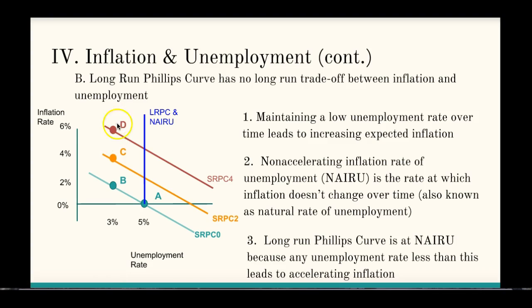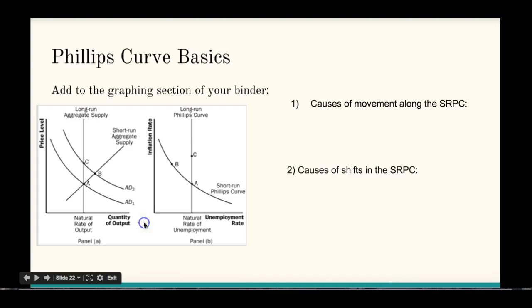Okay, so keep in mind that the long-run Phillips curve is at the natural rate. And short-run Phillips curves are going to be downward sloping to illustrate in the short run those trade-offs that we have to give. But in the long run, it will all balance out, and it doesn't matter what the inflation rate is, this is going to be our level of unemployment. Okay, so let's go back and let's add this to our graphing section in your binder.